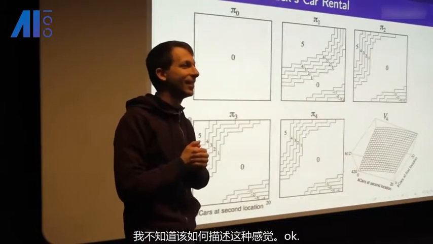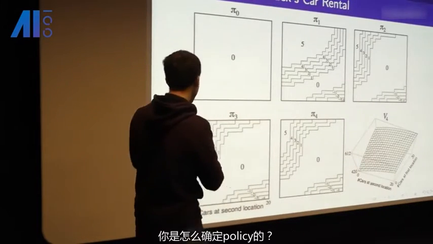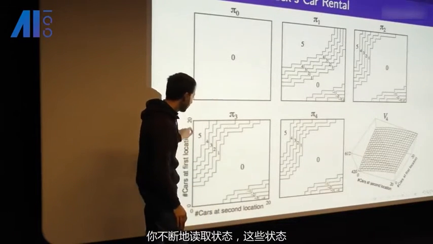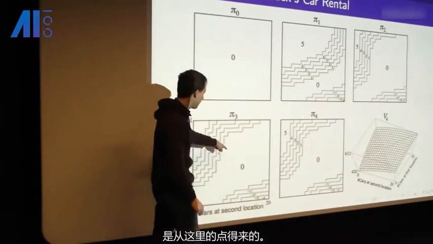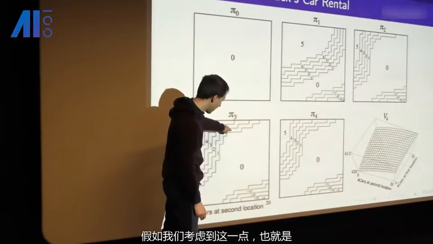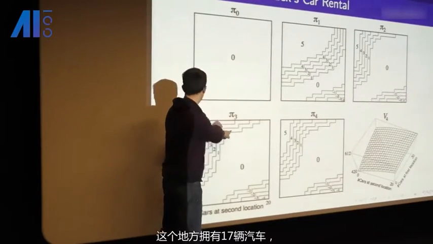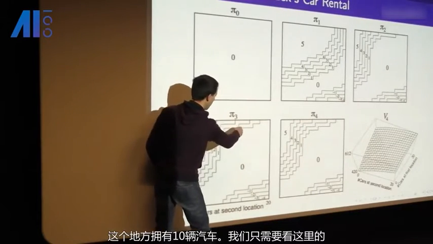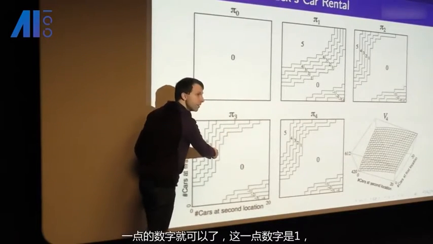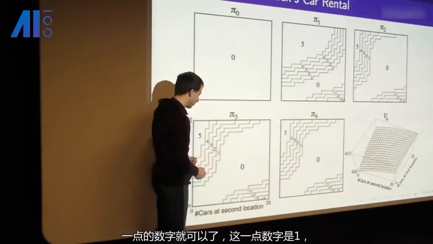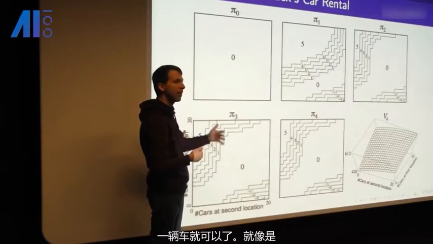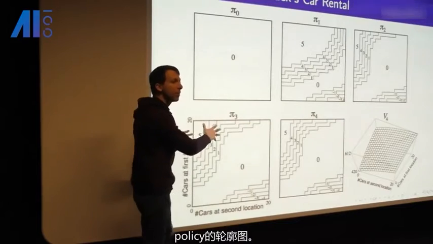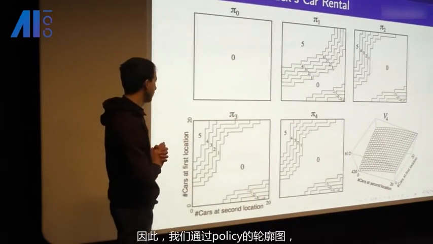How can I read the policy off that grid? Okay, how can you read the policy off the grid? You read off the state. The state is given by any point here. So if we consider a point where we've got 17 cars at this location and 10 cars at this location, we're just looking at this number here, and it's 1. That's telling us that we should move 1 car from location A to location B. So this is like a contour map. This is the contour map of the policy. Sorry if that wasn't clear.